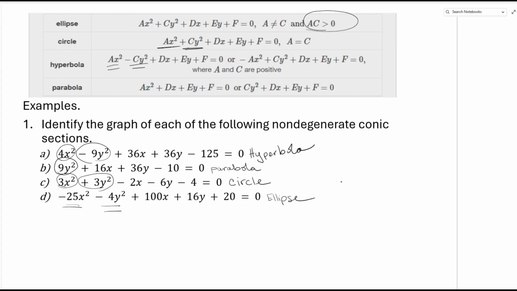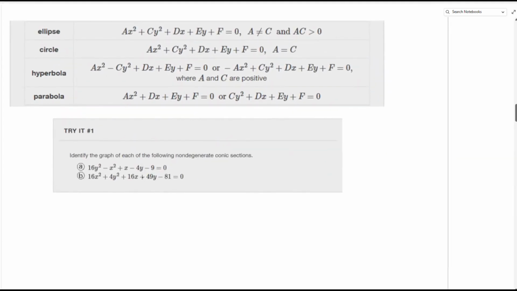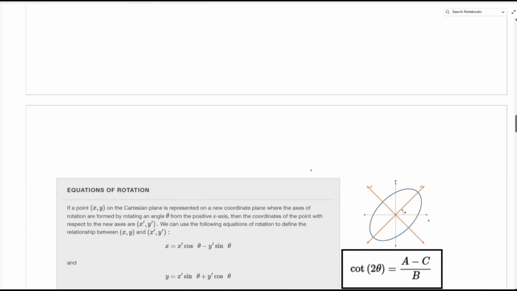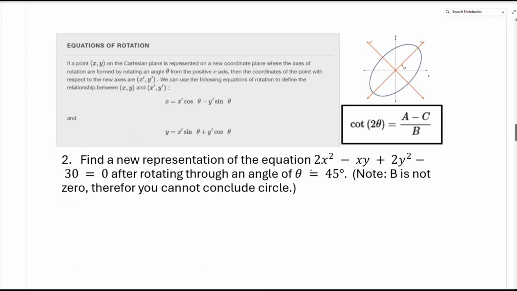Right. And notice none of these had a term that had an xy in it. So the b value was 0 for all of these. Okay. My notes for this section correspond with the OpenStax textbook. The OpenStax Precalculus textbook has some try it problems in it, so feel free to find this section. Try these problems and then you can check your answers there with the textbook. It's also an ebook.